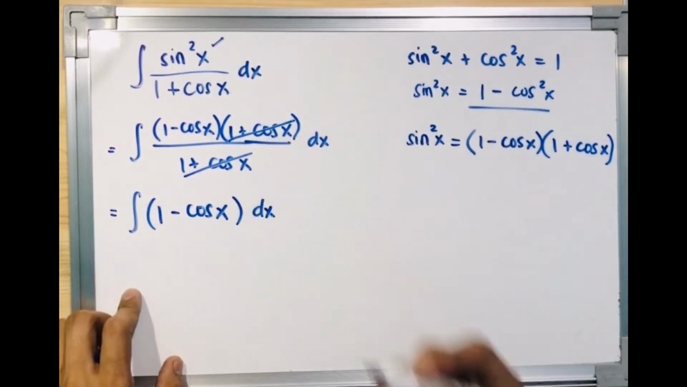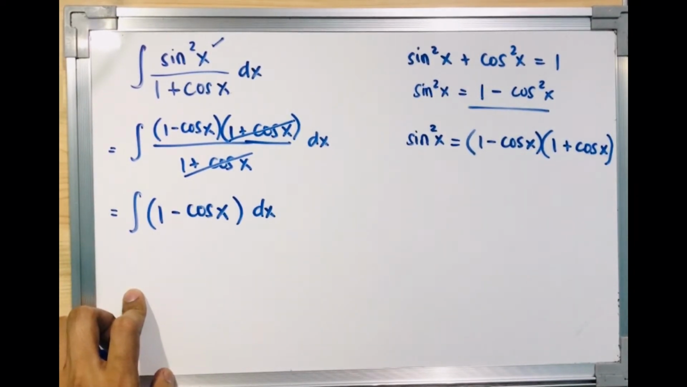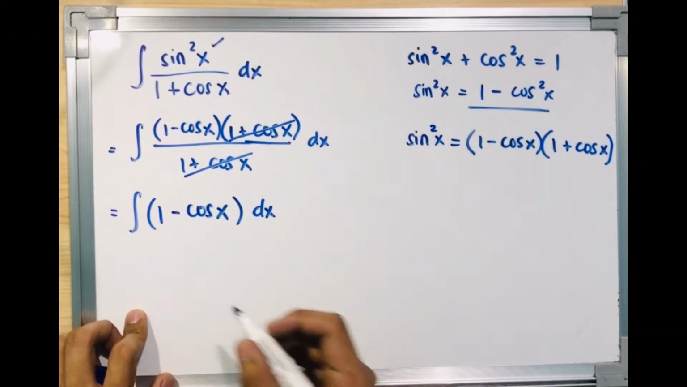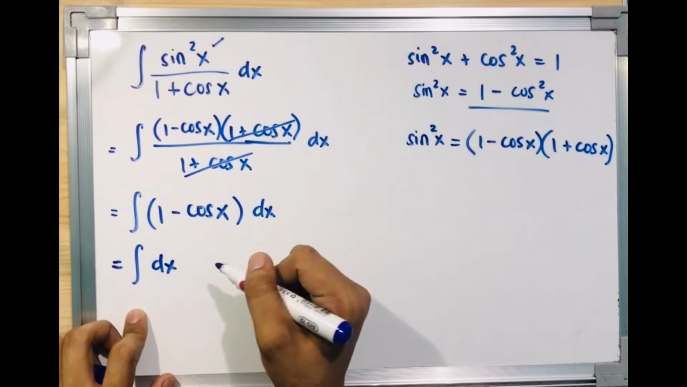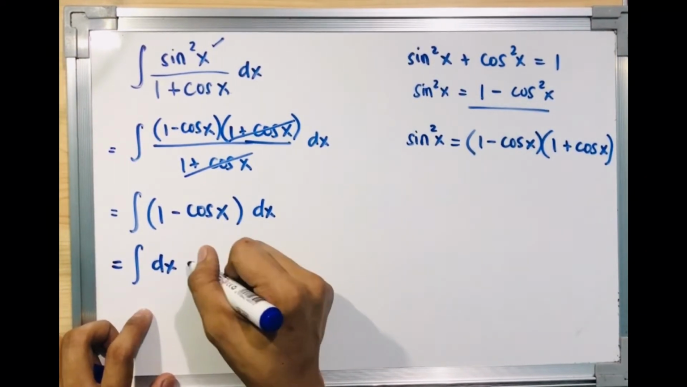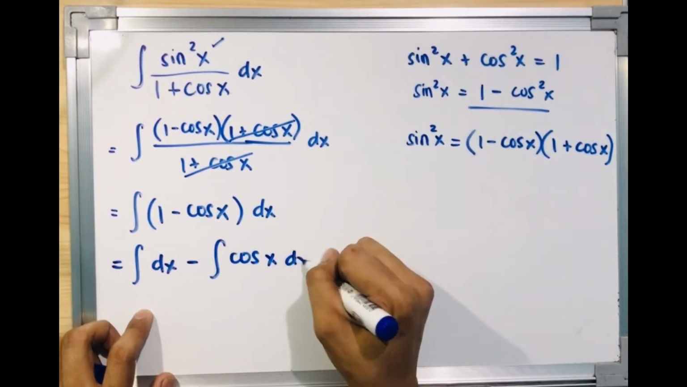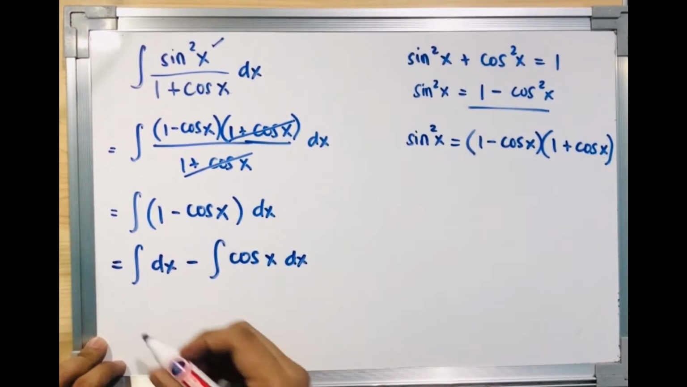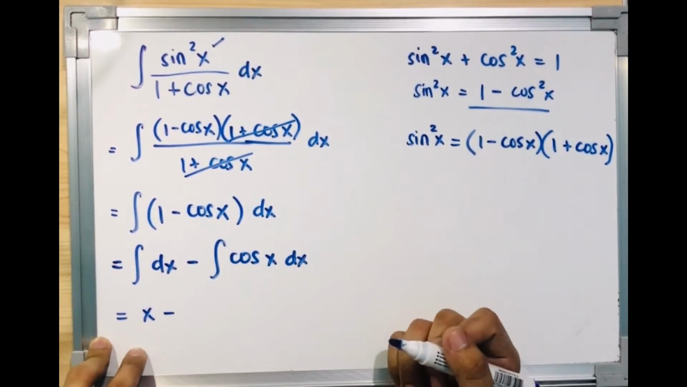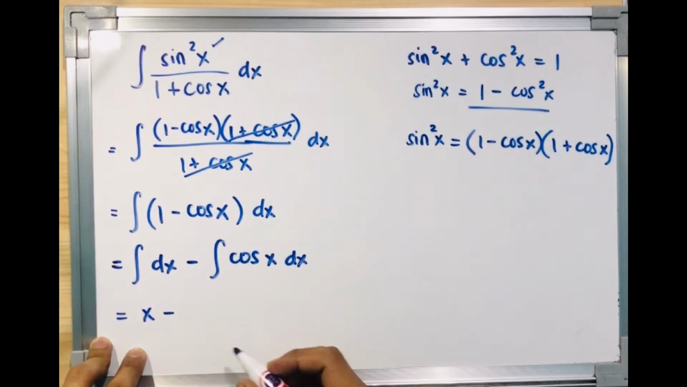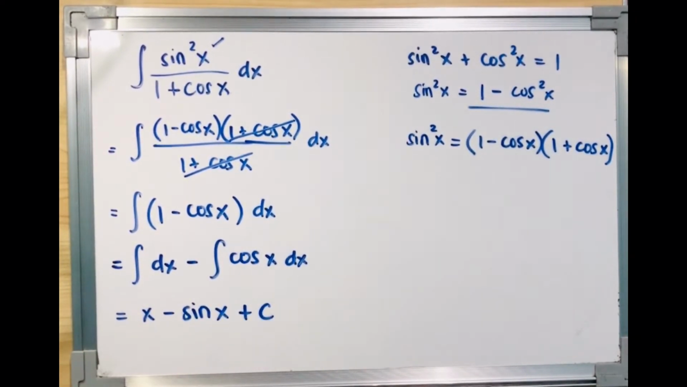Ayan, magsusolve na lang ako ng basic na lang na integration. Okay? So, napakadali na lang ng problem na to. Magiging integral of dx, distribute natin yung integral tsaka dx. So, integral of cosine of x dx. Ayan, basic na knowledge na lang about the integration. So, we have x minus integral of cosine of x, that is sine of x, plus c. So, this is the final answer to this problem.